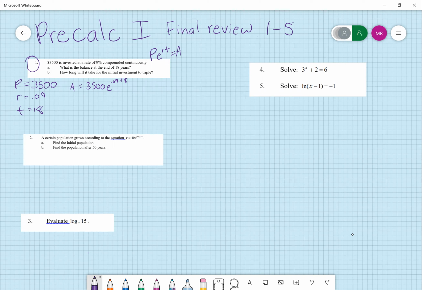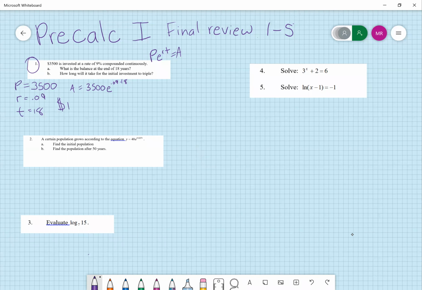I put it into my calculator. I enter 3,500 times second e to the x. It depends on what your calculator does. And then times 0.09 times 18. And I get that after 18 years, my total is a very nice $17,685 and about 82 cents. All right, so that's part A.